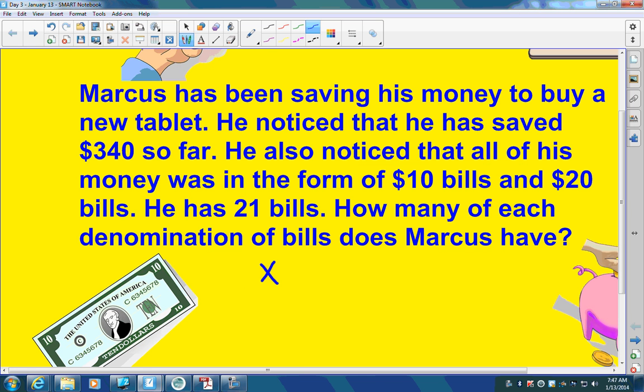I'm going to start off, I've got x equals and y equals. This is defining variables. What are the two different things that he has? He has $10 bills and $20 bills. So I'm going to make x the number of $10 bills. Y equals the number of $20 bills.